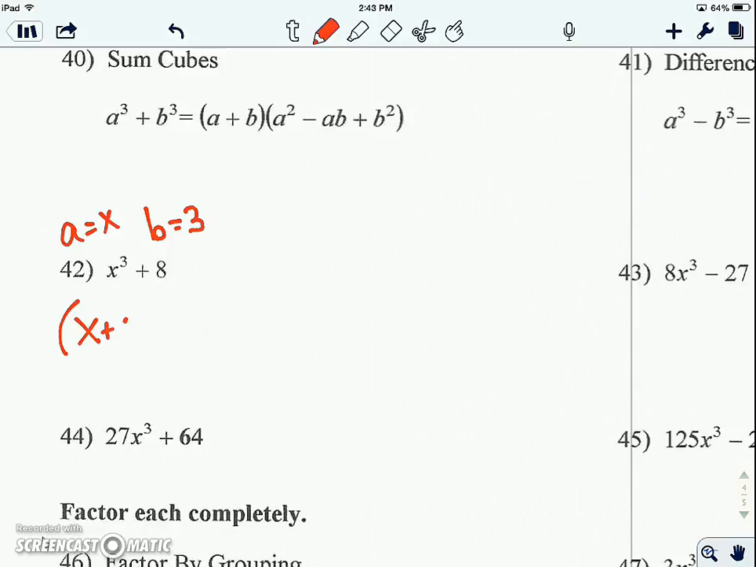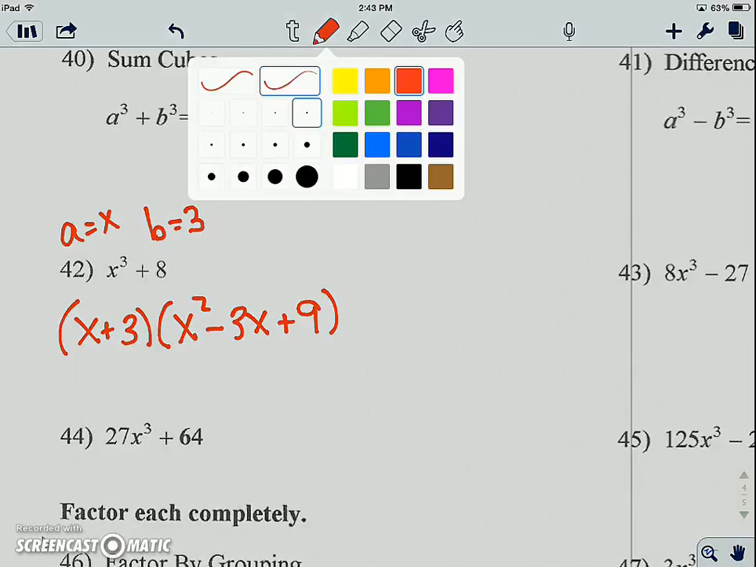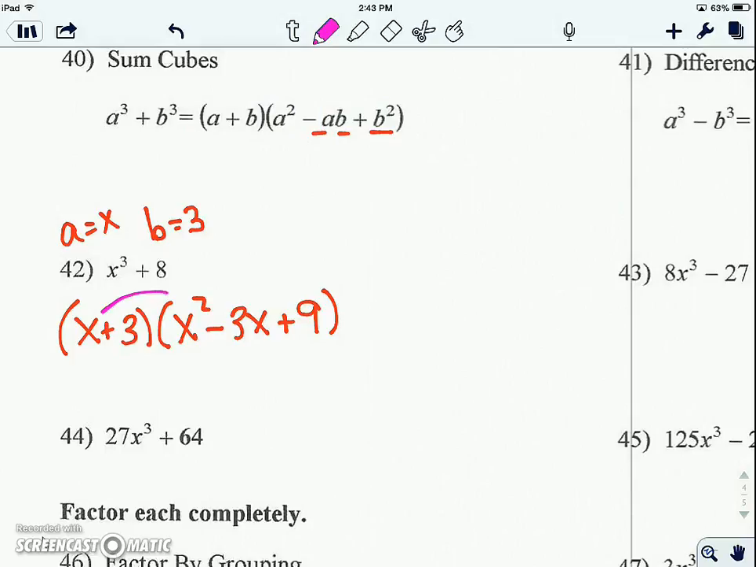x plus 3 times x squared minus A times B. So 3x plus B squared. 3 times 3 is 9. Okay? Now if you FOILed that back together and canceled stuff, it should turn into x cubed plus 8. And I'm going to do it just one time to show you. That's going to give you x cubed minus 3x squared plus 9x.